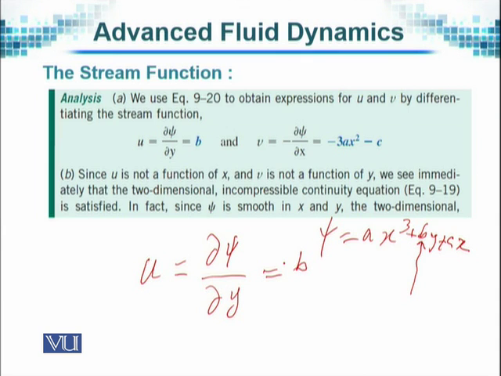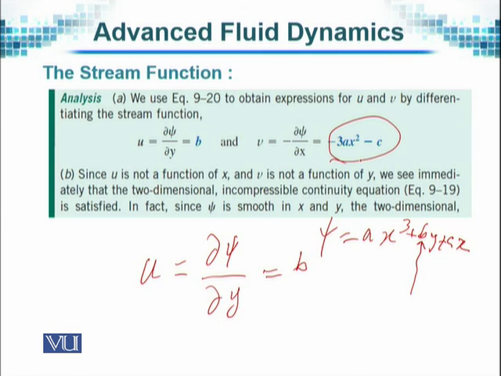And similarly, the v component of the velocity is given by minus ∂ψ/∂x. And when we differentiate it, multiply with a negative sign as we are required to do, we obtain this value. So, we have determined the velocity components u and v as required.